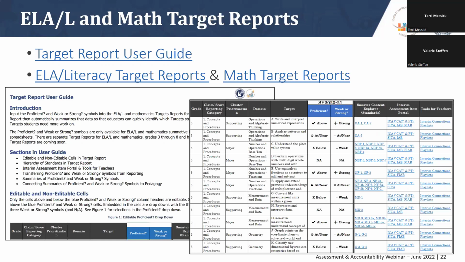The target reports also include links to the Smarter Content Explorer for an in-depth examination of the standards within the target, links to the interim assessment item portal for a list of interim items aligned to that target, and links to the Interim Connections playlist on Tools for Teachers. A user guide for the target reports is also posted on the Idaho portal under Resources. Links to all of these resources are also embedded in this slide.